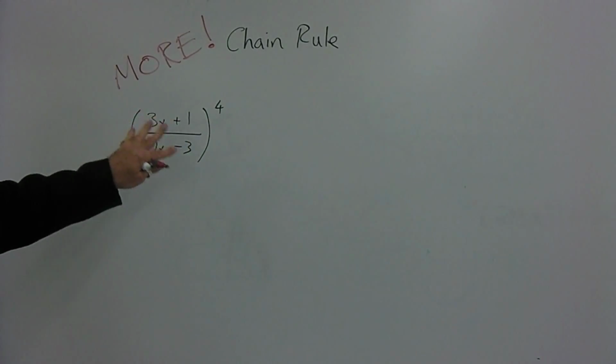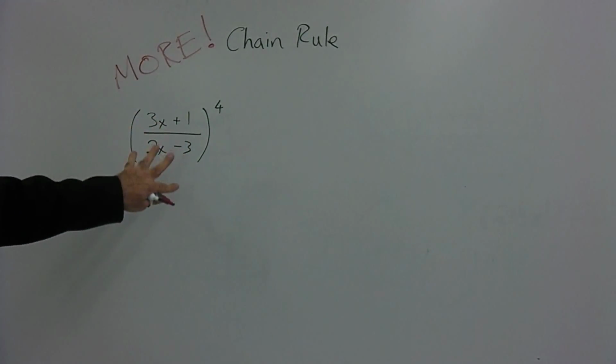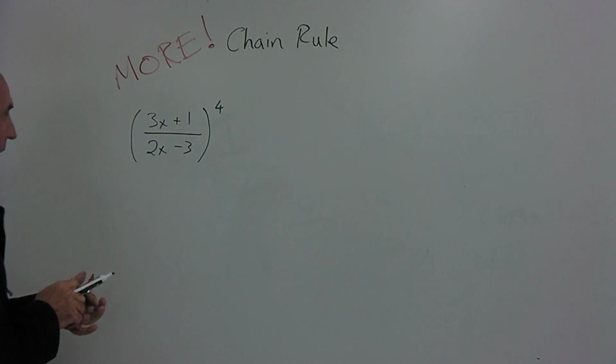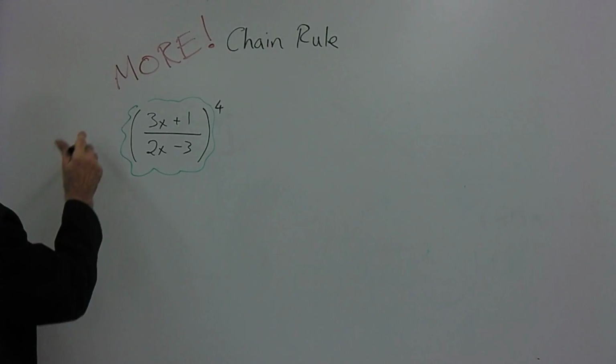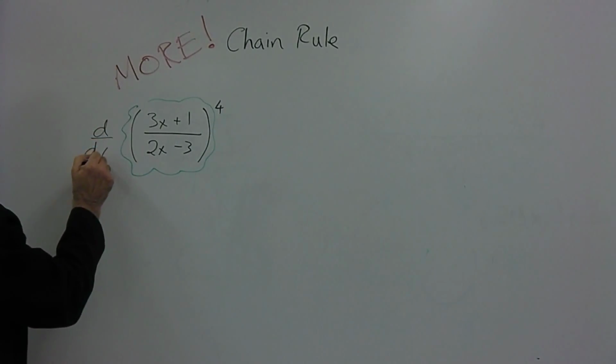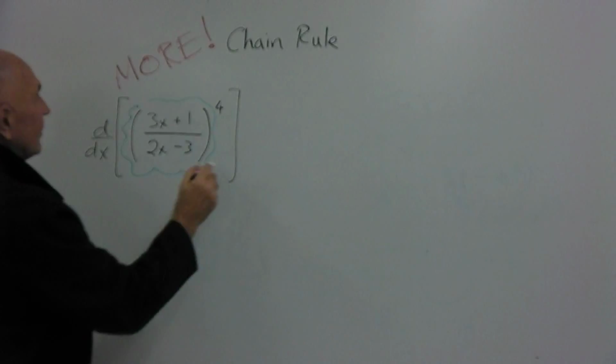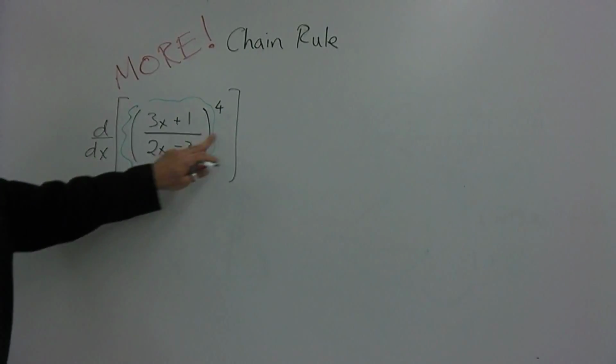In other words, this is a power. It's a glob raised to a power. So I'm going to globify this. This is a glob. And then we're going to find the derivative of this. So d over dx. Let's calculate the derivative. Now we know what it is. It's a glob to the fourth.